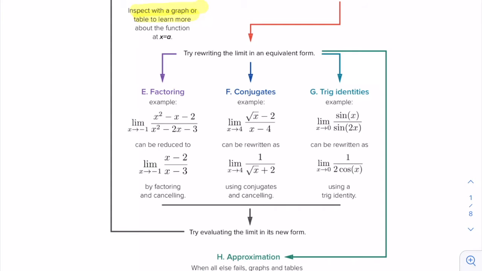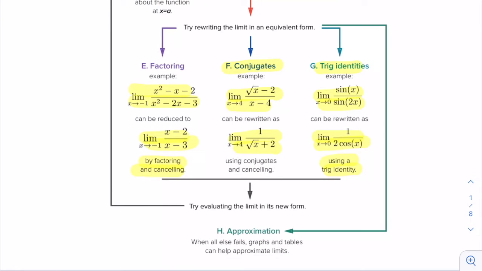So the first is factoring. If you can factor, divide, and reduce that expression, you may be able to find the limit. You can also use conjugates. You can multiply the top and the bottom by the conjugate and possibly get the answer. And then finally, with trig identities, you can substitute with different identities for which you can get a value for the limit. When none of these work, you can always use approximation. And that's always going to be the failsafe, using graphs and tables to approximate limits.